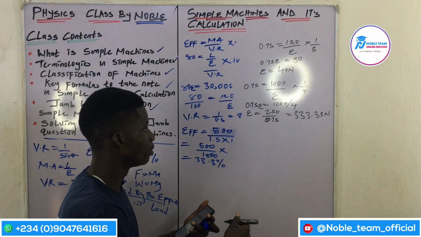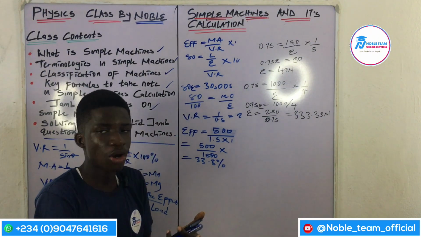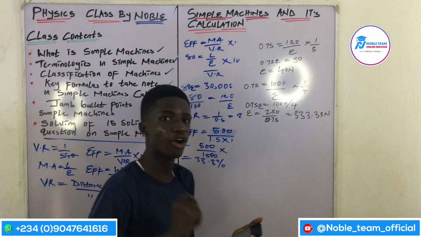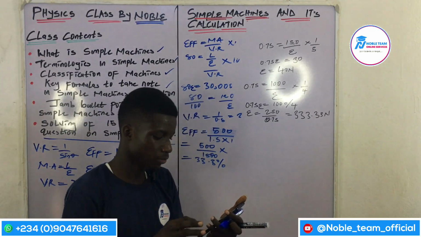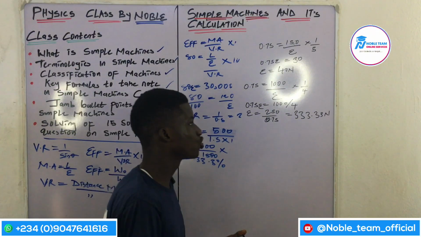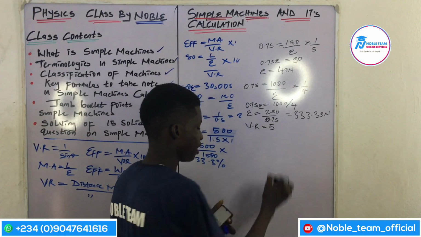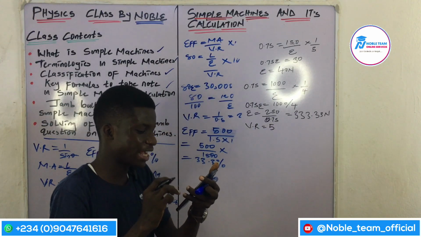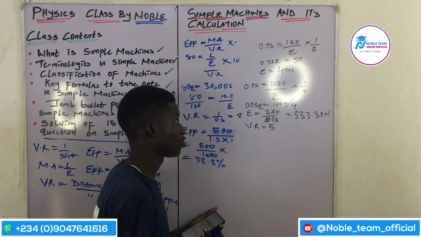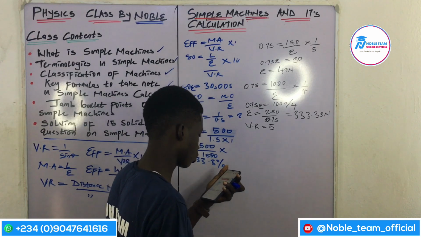Now I have 0.4 divided by 0.08, not 0.04. So my velocity ratio here is 5. Yes. So in the question, we are asked to get the effort of it. We have gotten our velocity ratio, so we just move on fast to solve for the effort.